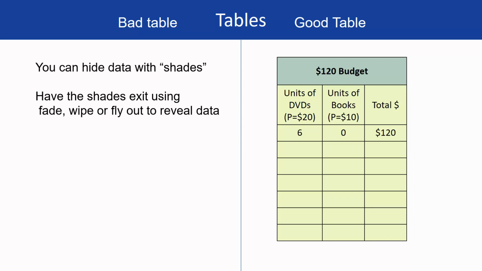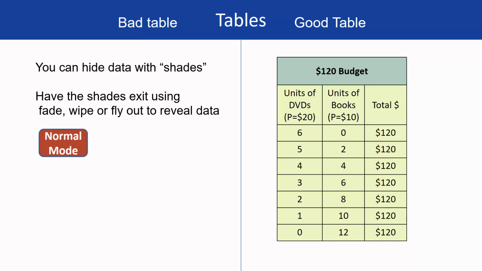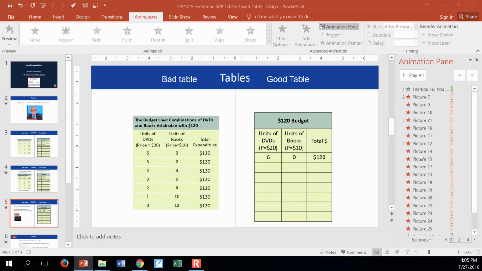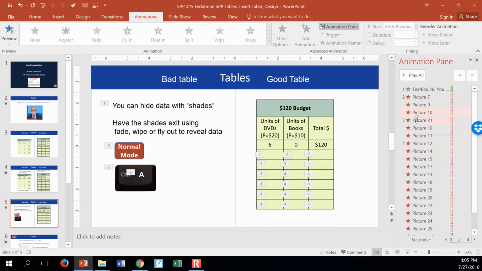You can hide the data with shades, and then you have the shades exit by using fade out, wipe, or fly out. I've revealed the second row, and the third row, and all the rest of the data. Let's go to normal mode and see what's going on. Here you see there's tons of exit animations. You don't see the shades yet, so let me do a Control A.